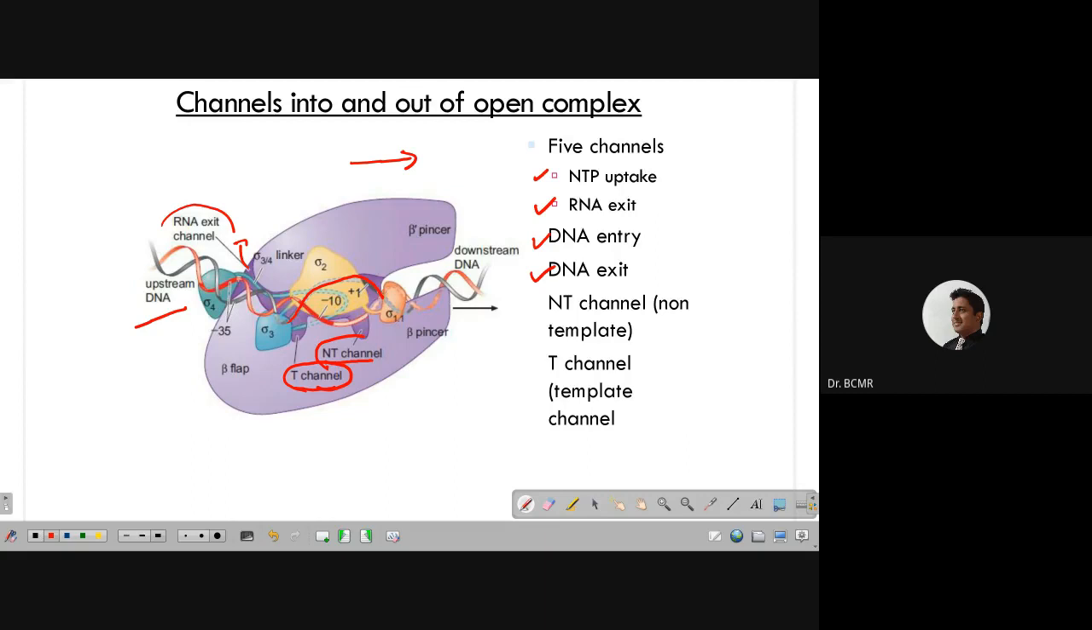The green ones you see here, those are parts of sigma factor, sigma 4 and sigma 3. If you see this linker that is present here, it is in the path of the RNA exit channel. Just keep that in mind so that we will remember it. We will get to it in the next slide.